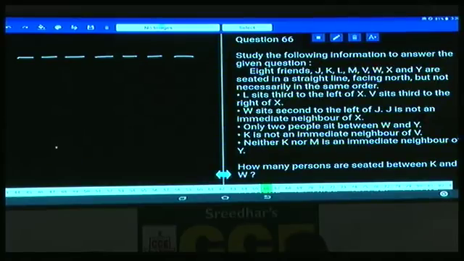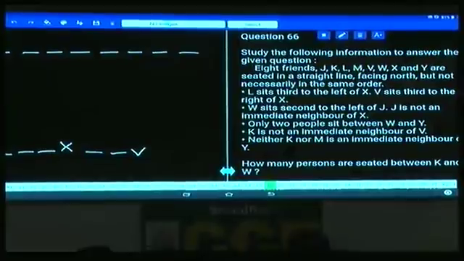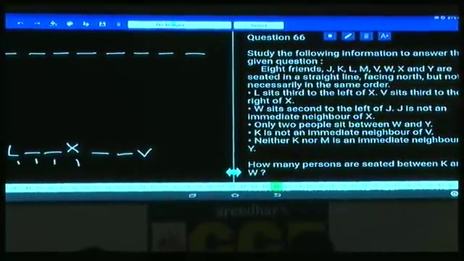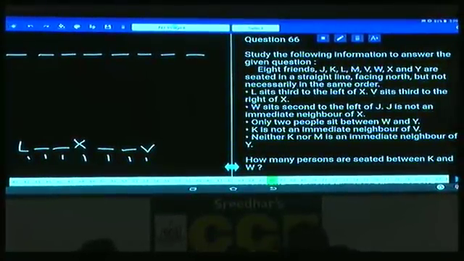Now if X is here, 1, 2, L sits out to the left of X, and V sits out to the right of X. How many persons were included in this one? 1, 2, 3, 4, 5, 6, 7. In total, we have 8 persons. If we start L at this place, 1, 2, X will be here, and 1, 2, V will be here. This is one possibility. Then what is the second possibility?